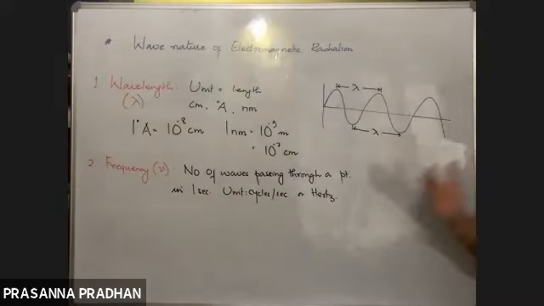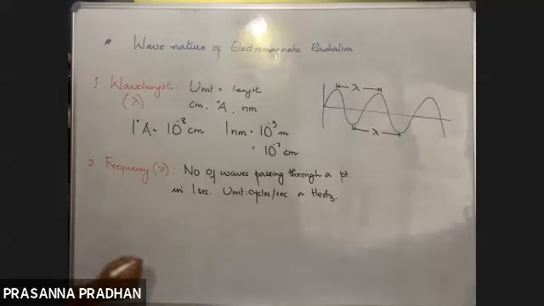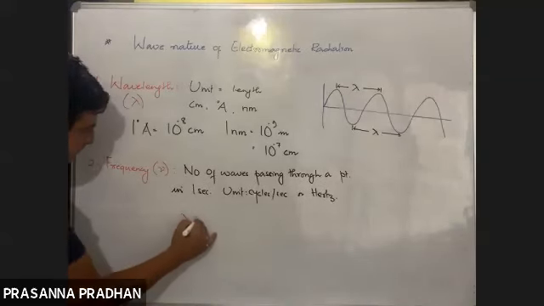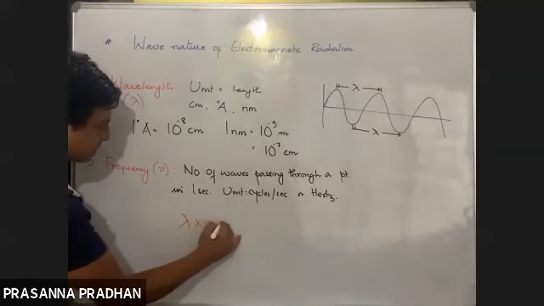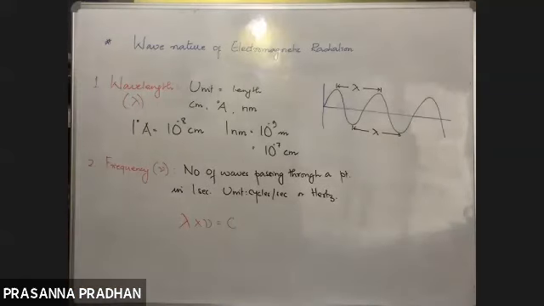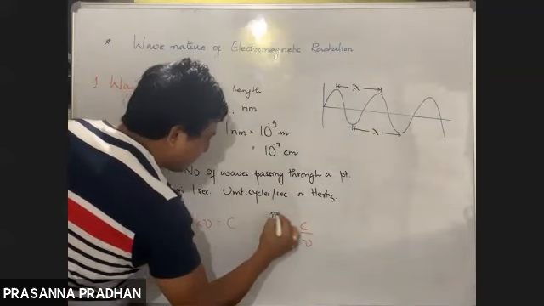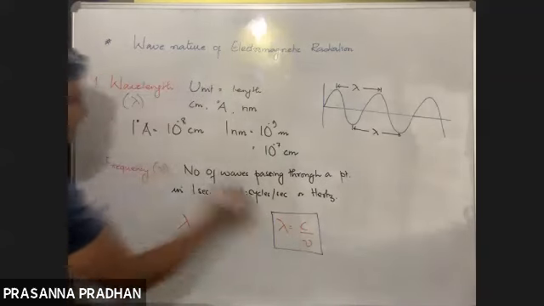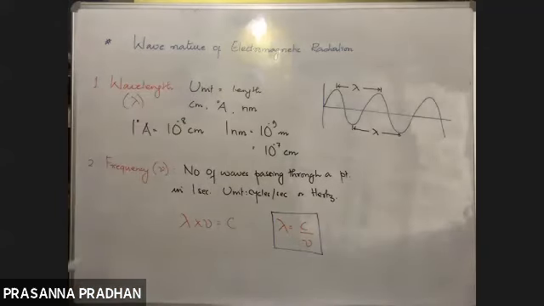Now, what is the relationship between wavelength and frequency? That is very, very important. Remember, wavelength into frequency is equal to the velocity of electromagnetic radiation, or wavelength equals c by nu. What is the relationship between frequency and wavelength? They are inversely proportional. The product of frequency and wavelength is equal to the velocity.